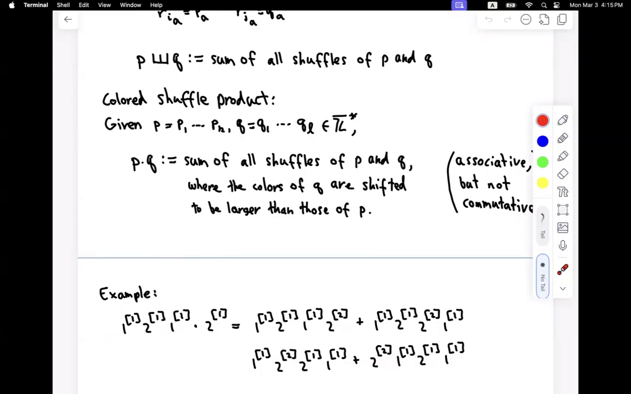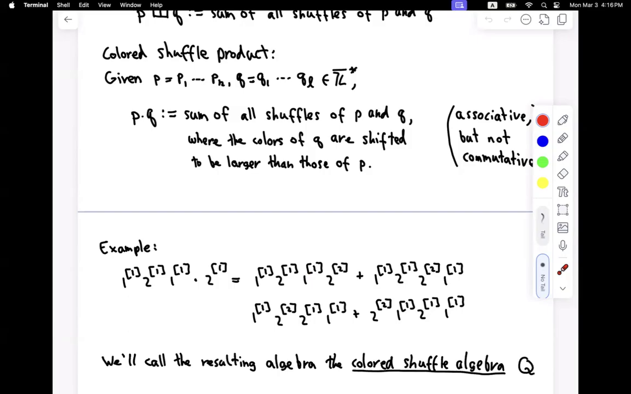And so this product turns out to be associative, but as you can see from this example, it's not commutative, right? I have here 3 entries of color 1, 1 entry of color 2. If I did the reverse order of the product, I would have 3 entries of color 2, 1 entry of color 1. And this does matter because compatible sequences depend on the relative ordering of entries. And so they do depend on exactly how you take this product.